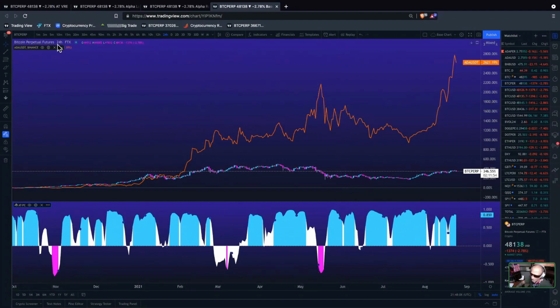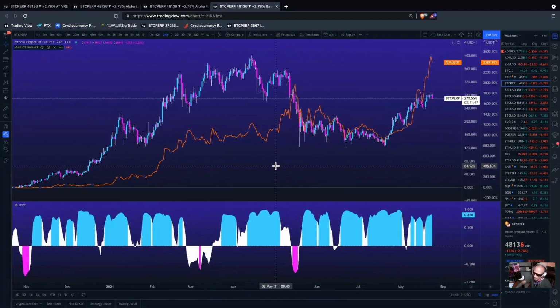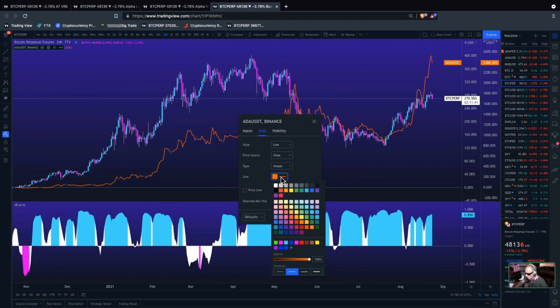We have to scale this correctly though. So let's pin to scale, pin to new right scale. There we go. Okay, now I don't like that orange color. Silly. Let's just make it white so it sticks out, and let's increase it. There we go.